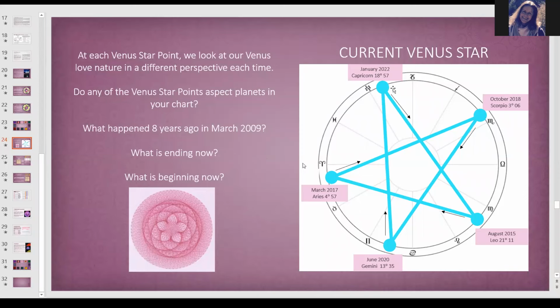1.6 years, we're going to be moving to the next one. So the next one will be here, 2020. After 2018, it'll be 2020 at Gemini. Forgot what I was going to say. Yeah, with the Scorpio one will still be operating. This Venus star will still be operating for, I'm not sure, another 10 or 20 years, something like that. So yeah, it'll be affecting us.